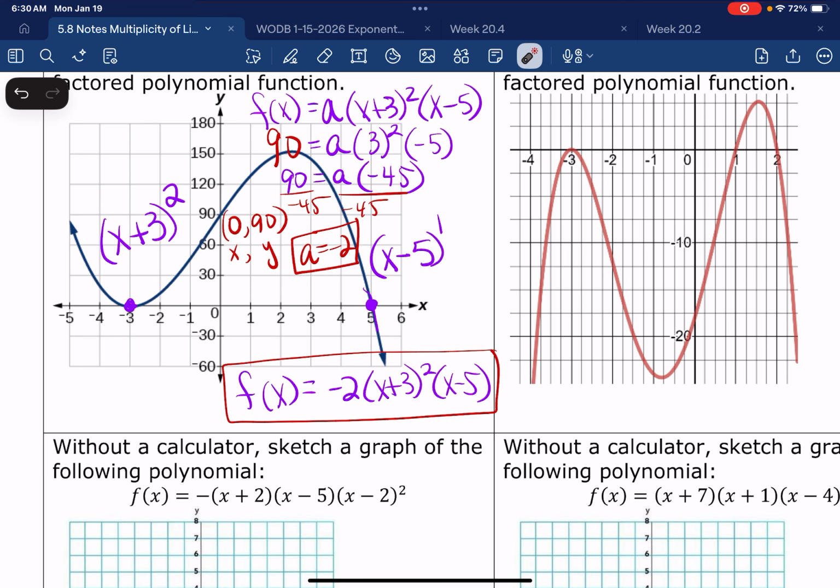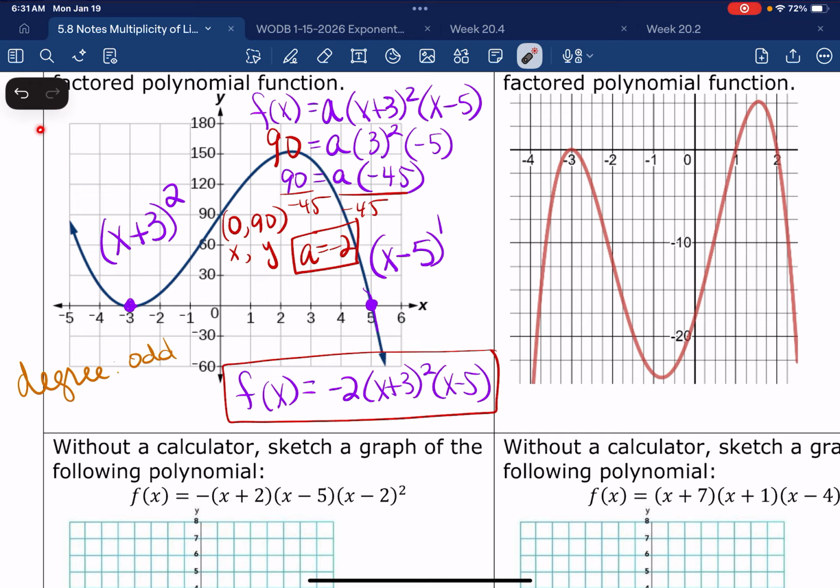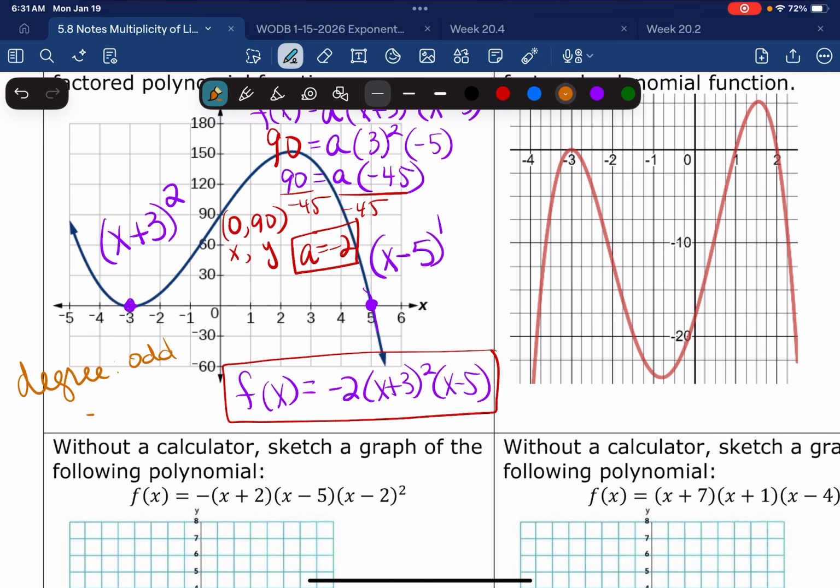Also pay attention to the degree. This factor is to the second power, and this factor is to the first power. When I sum those up, I get 3. That means my degree is odd. That means my end behaviors go in the opposite direction. And I also see that my graph starts high and ends low, right? That means my a value needed to be negative. And I see right here that when we solved for this a value, I do indeed end up with a negative a value.